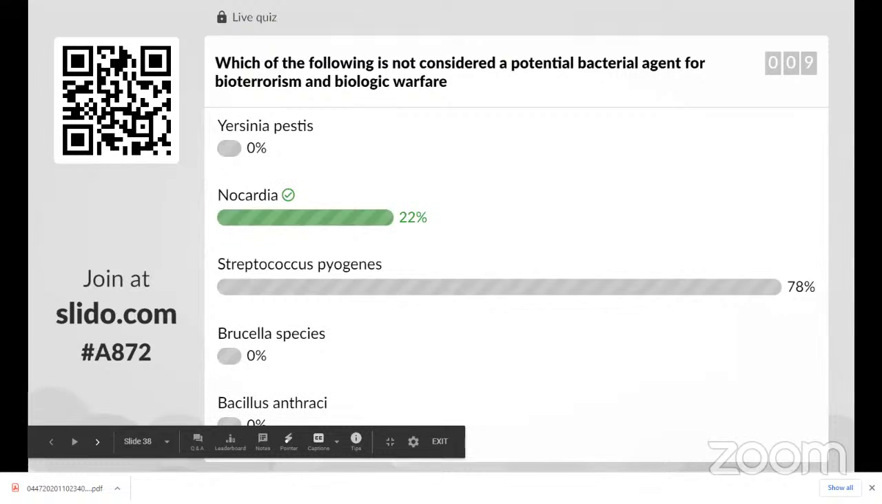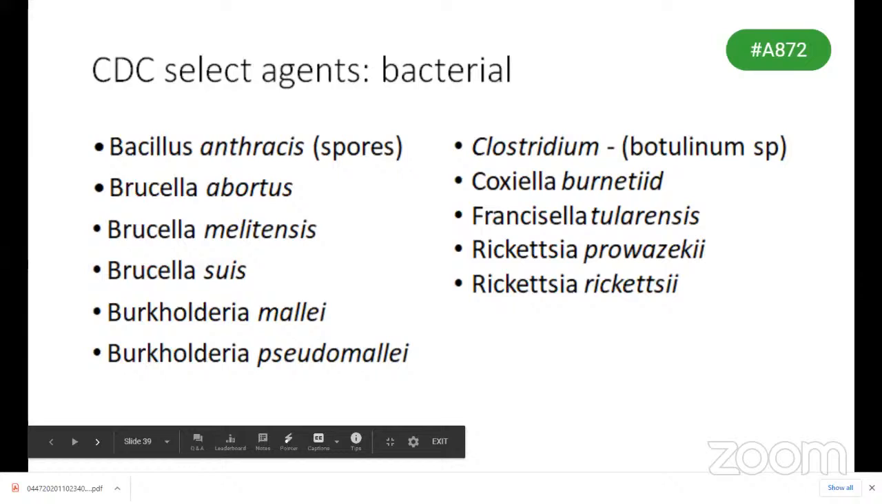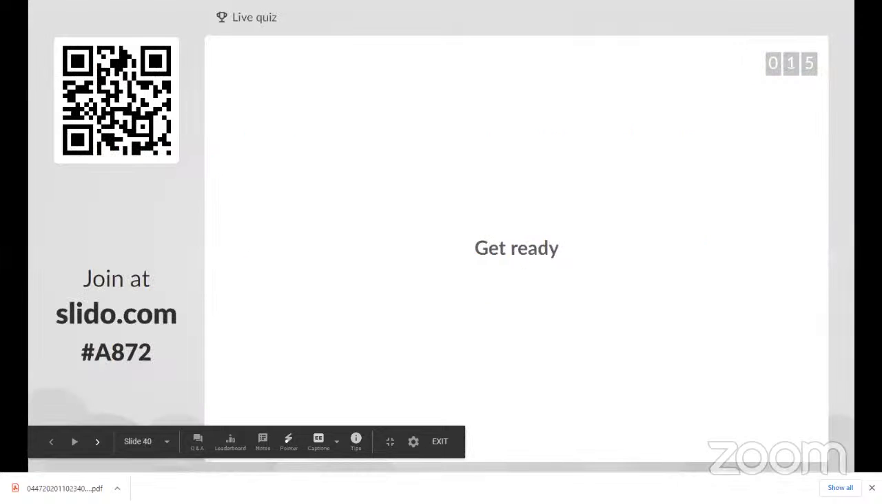The correct answer actually is Nocardia. Streptococcus pyogenes still can be an agent. So these are the various agents which have been described: Bacillus anthracis, Brucella. We can have Clostridium, we can have Rickettsia. But Nocardia is not considered to be a selective agent. Of course, Streptococcus can also be an agent here. Next question.